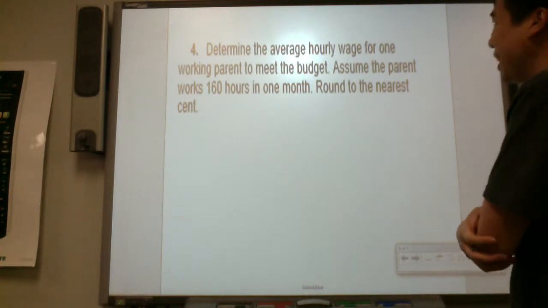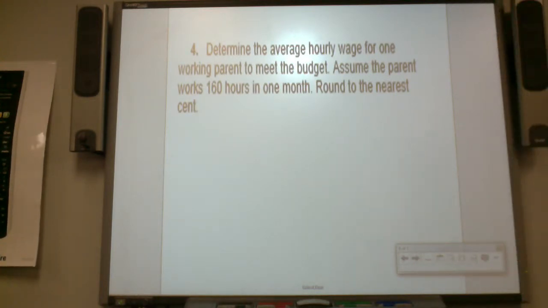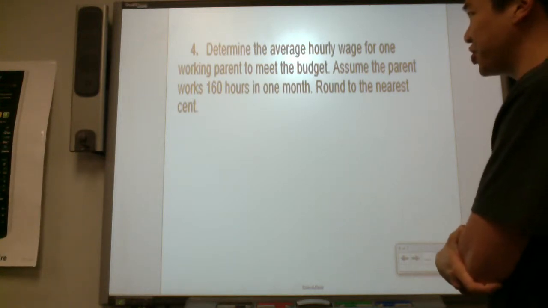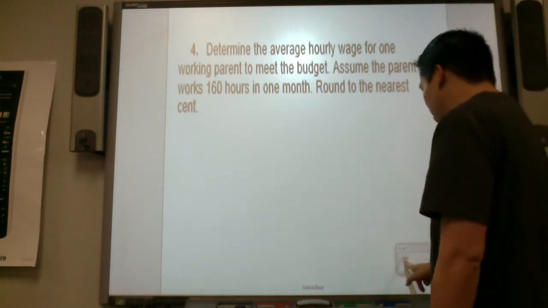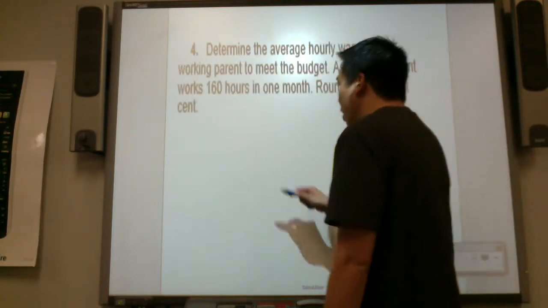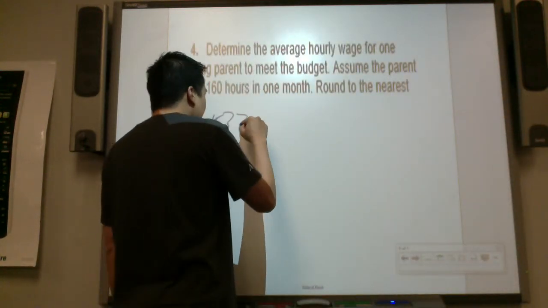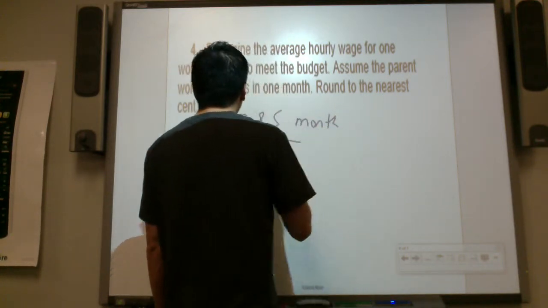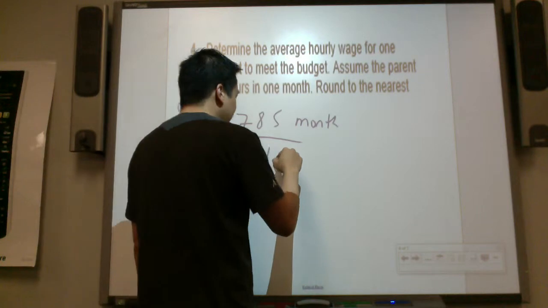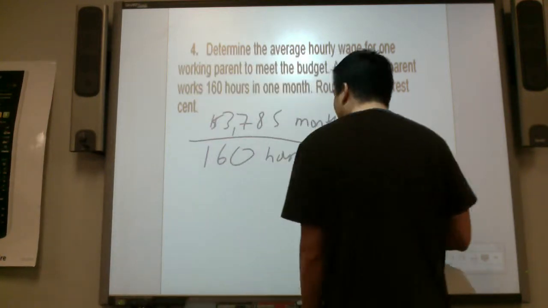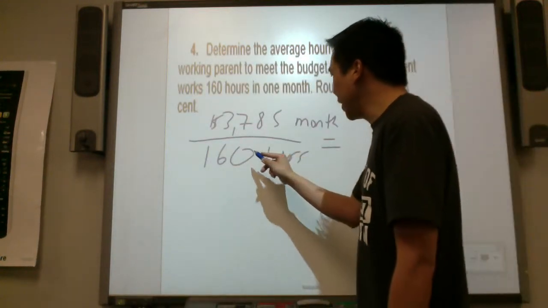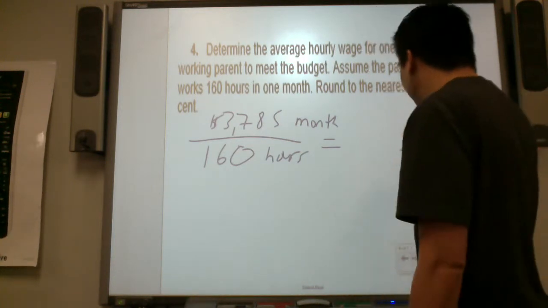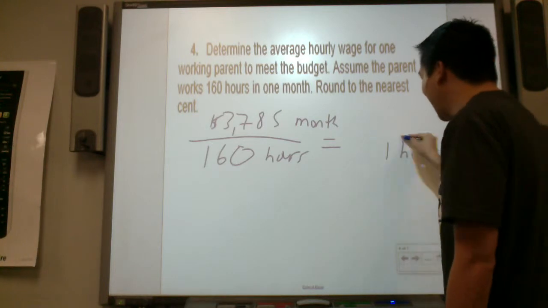Number 4, determine the average hourly wage for one working parent to meet the budget. Assume the parent works 160 hours in 1 month. So how much does she make? Hannah makes 3,785 in a month. But she does work for 160 hours. So I would like to know how much she makes per hour. So I need to break it down to 1 hour.